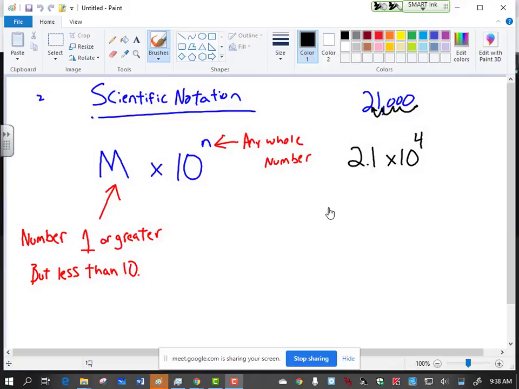Why couldn't you stop behind the 1? Good question. Because it's 21, so it's over 10. If I had stopped here, it would have been 21, and that would be greater than 10. See what I mean?